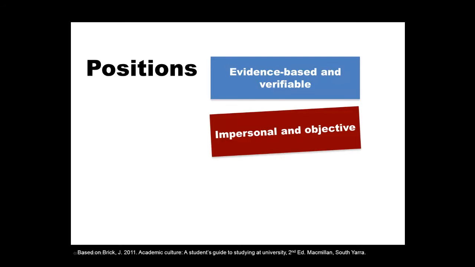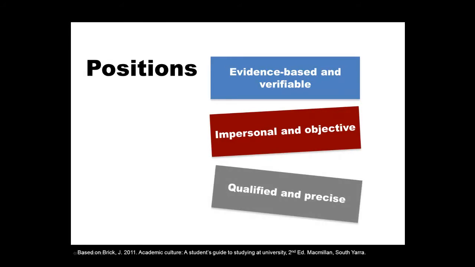Finally, an academic position requires qualifying ideas and being precise. This means 2 things: using statistics like 87% when these are available, rather than categorical statements like frequently or always, and including exact measurements, such as 4.5 hours, instead of vague terms like long or short.